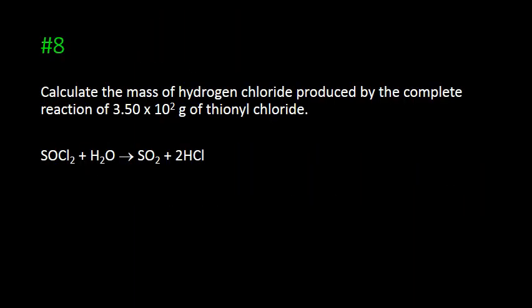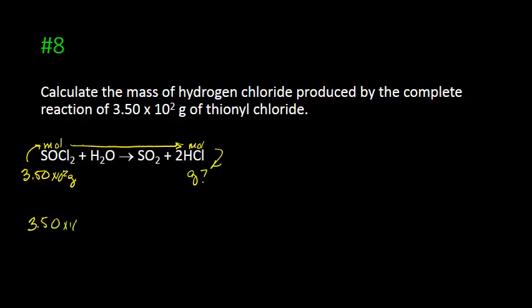Using the same balanced equation and the same starting reactant, so we have 3.50 times 10 to the second grams of this, how much hydrogen chloride is going to be produced? So we're going to go from this to moles, all the way over to moles of this, to grams of this. Okay, so 3.50 times 10 to the second. And again, I could have just written 350. Don't know why I didn't.